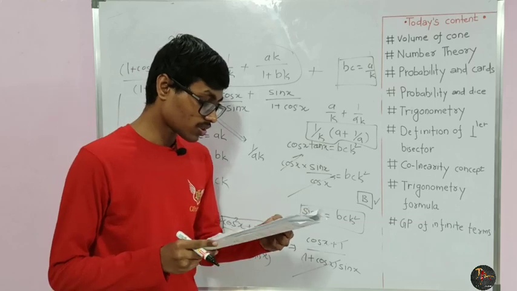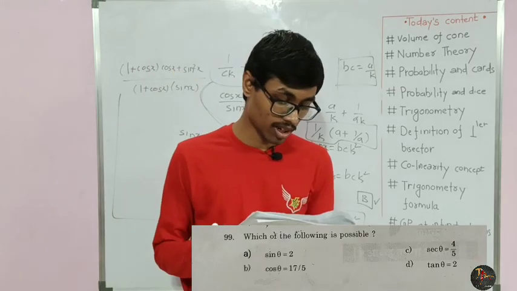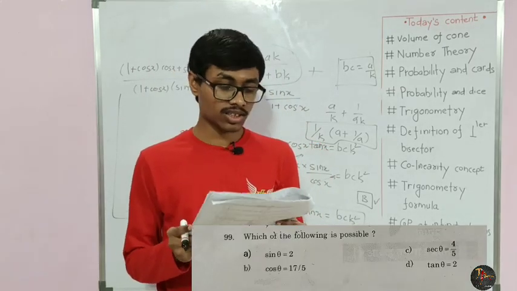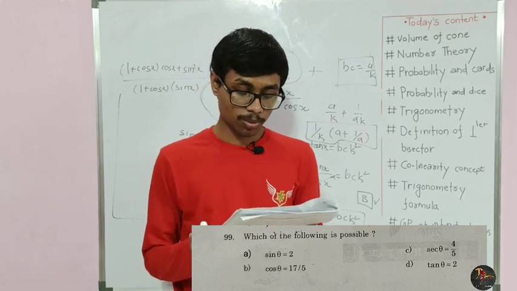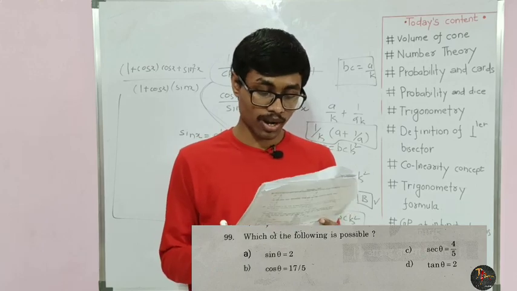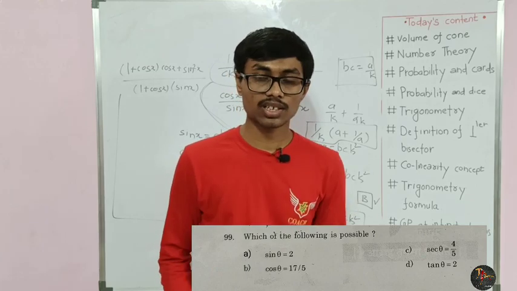Now the next question says, which of the following is possible. Option A is sin theta is equal to 2. Option B says that cos theta is 17 by 5. Option C says that secant theta is 4 by 5. And option D says that tan theta is equal to 2.